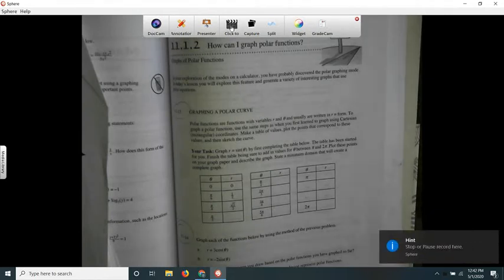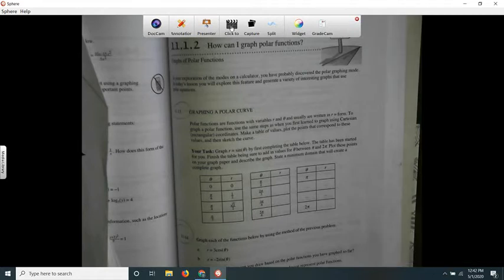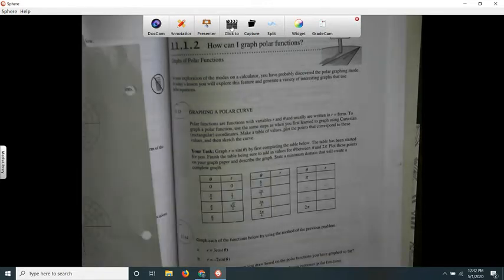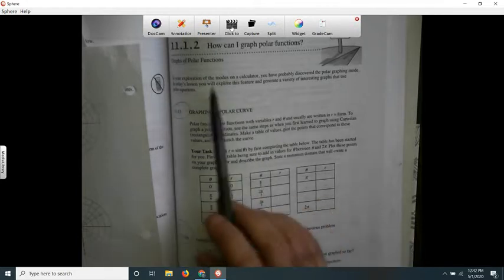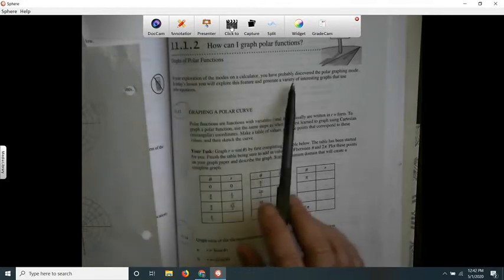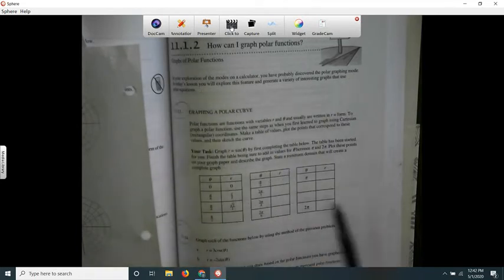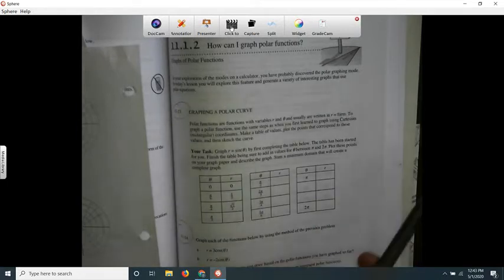Here's your lecture for Pre-Calc 11.1.2. How can I graph the polar functions? So you've probably seen this on your calculator. The modes on a calculator, there's polar graphing mode. In today's lesson, you will explore this feature and generate a variety of interesting graphs that use polar equations.